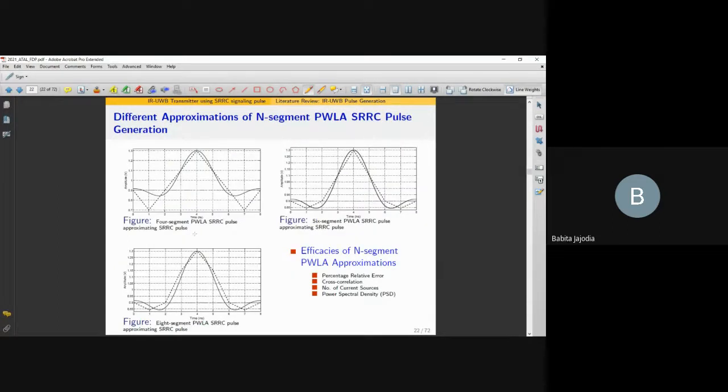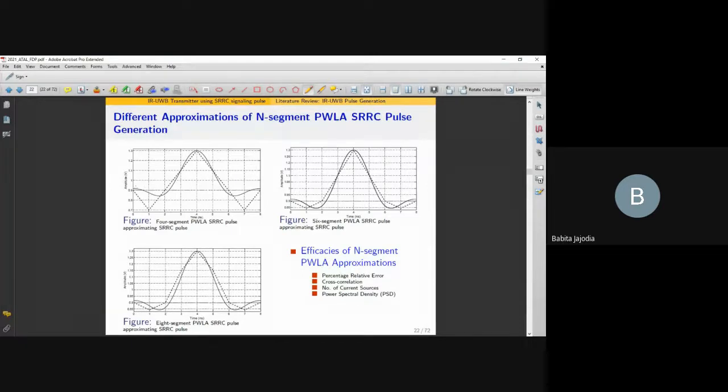As I mentioned, the SRRC pulse: this is the actual pulse. We have tried to approximate it in different ways, and we have to design in such a way that, whatever the trade-off, we make it low power consumption, and the most important thing is that the complexity should be reduced. So we have tried different approximations.